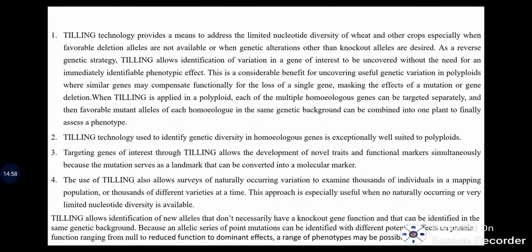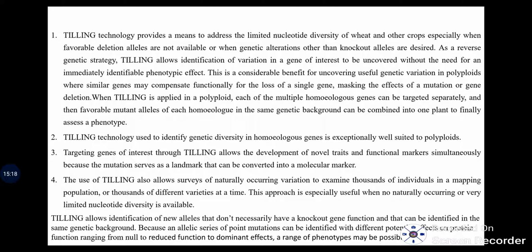The use of TILLing also allows surveys of naturally occurring variation, to examine thousands of individuals in a mapping population or thousands of different varieties at a time. This approach is especially useful when no naturally occurring variation, or very limited nucleotide diversity, is available.